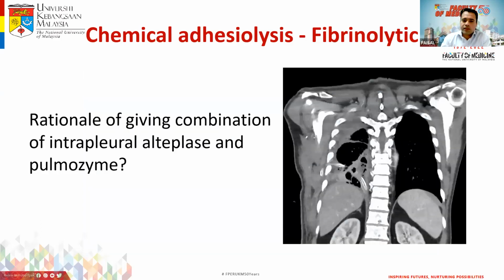So what is the rationale of giving both alteplase as well as pulmozyme? As you can see in the CT scan, this is one of our real patients. A pigtail catheter has been inserted, and you can see there are a lot of septations. The alteplase will break all these fibrils and turn it into a single locule, and subsequently the pulmozyme, with its cleavage of DNA, will make the fluid less viscous, so that there will be better drainage.